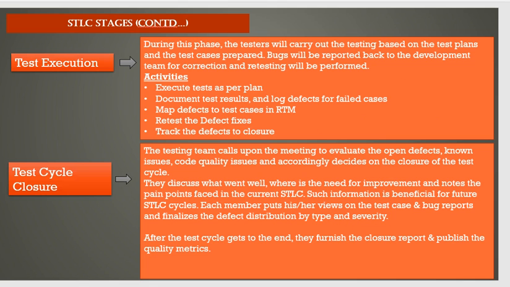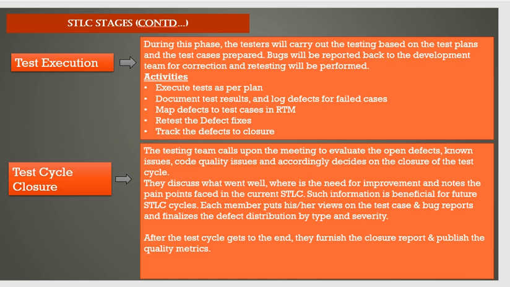Next comes the test execution. During this phase, the tester will carry out the testing based on the test plans and the test cases prepared. Bugs will be reported back to the development team for correction and retesting will be performed. So below are the activities which are part of test execution: execute test cases as per plan, document test results, and log defects for failed cases, map defects to test cases in RTM, retest the defect fixes, track the defects to closure.